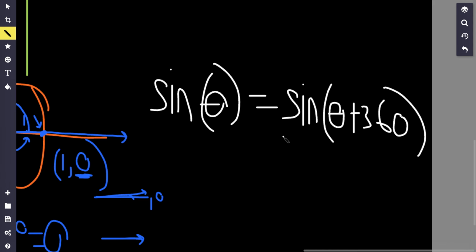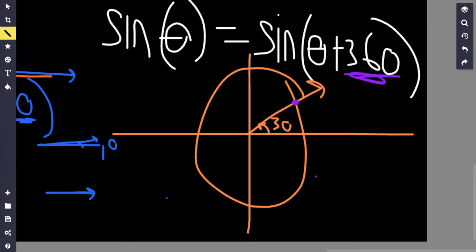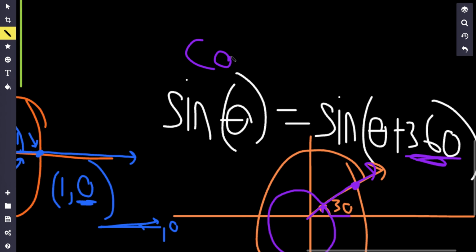This is another important trig identity to know. For example, let's say I have a 30-degree angle. Now, we know that a circle has 360 degrees. So if I add 360 to 30, all I'm doing is going around the circle one time. I'm looping around the circle one time, and guess what? I'm back to where I started. So I'm going to have the same ray, the same y coordinate, and also the same x coordinate.